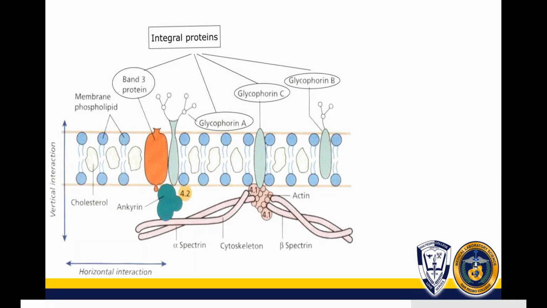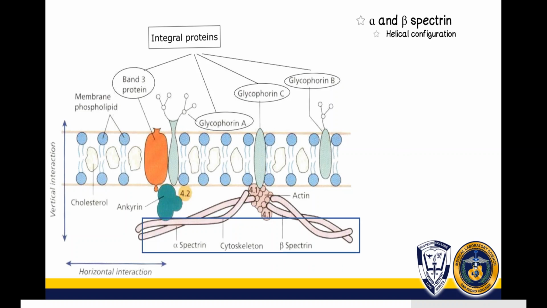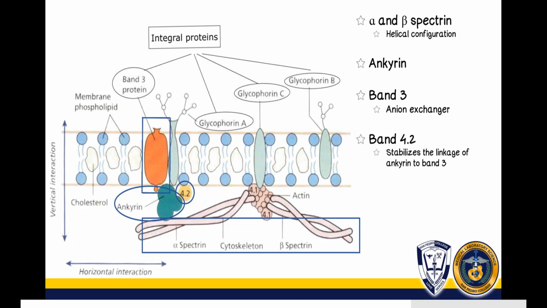So now let us discuss the interaction that occurs between these different proteins in the RBC membrane. The primary cytoskeletal protein in the RBC membrane is spectrin. They come as alpha and beta spectrin, and they have a helical configuration. Alpha and beta spectrins are bound to another skeletal protein called ankyrin. Ankyrin is bound to band 3 protein. Band 3 protein is an anion exchanger. Now, the interaction of ankyrin and band 3 protein is stabilized by another protein called band 4.2.